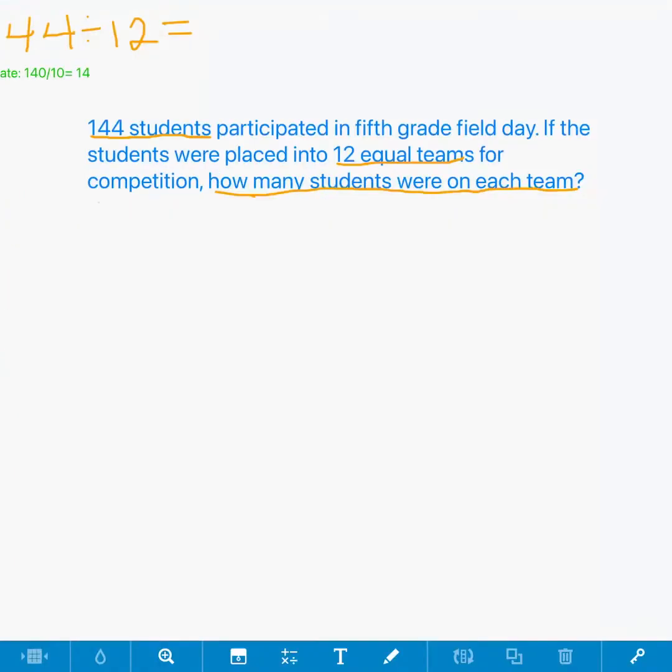Okay, I have one more strategy, and this is the most meaningful strategy because it does help, or at least in my opinion, I do like this strategy better because it helps students understand place value, and they really see why their answer, or why the quotient, turns out to be what it is.